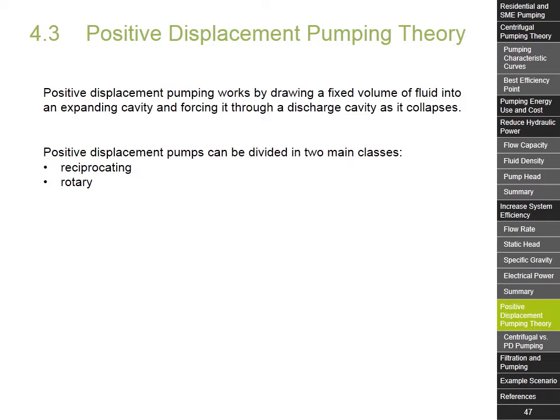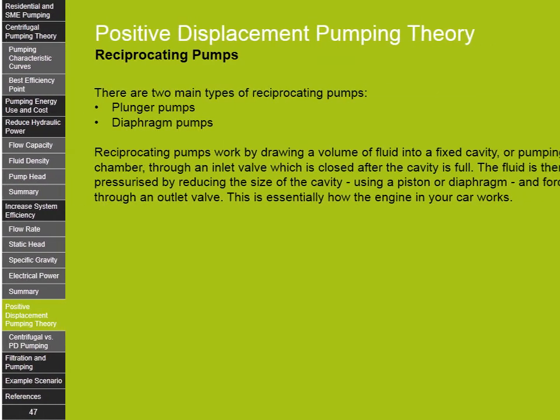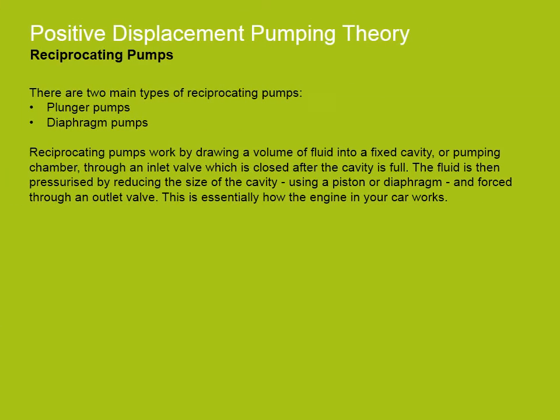Positive displacement pumps can be divided into two main classes: reciprocating pumps and rotary pumps. There are two main types of reciprocating pumps: plunger pumps and diaphragm pumps. Reciprocating pumps work by drawing a volume of fluid into a fixed cavity or pumping chamber through an inlet valve which is closed after the cavity is full. The fluid is then pressurized by reducing the size of the cavity using a piston or diaphragm and forced through an outlet valve. This is essentially how the engine in your car works.